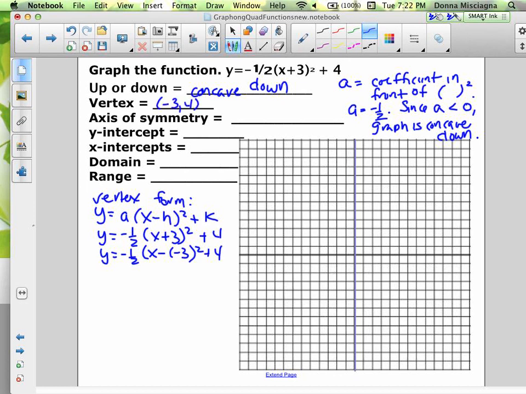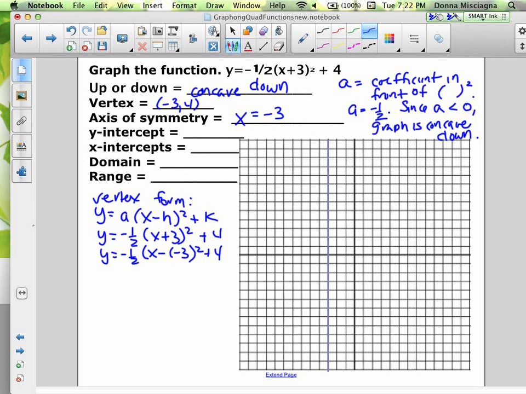Axis of symmetry is a vertical line that goes right through the vertex. So that means it's x equals -3. And so actually let's move our axis of symmetry. This one we're not going to change the scale. It should be fine. There we go.